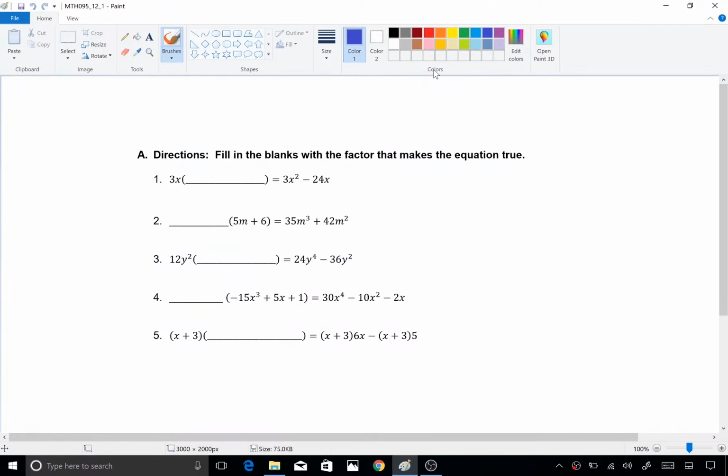I'm on page 119 in the packet. Let's work through a few of these to get the hang of it. If I multiply 3x times something, I'm going to get 3x squared minus 24x. What could this be? The first term is 3x squared. I need to multiply something by 3x to get 3x squared. So this must be x.